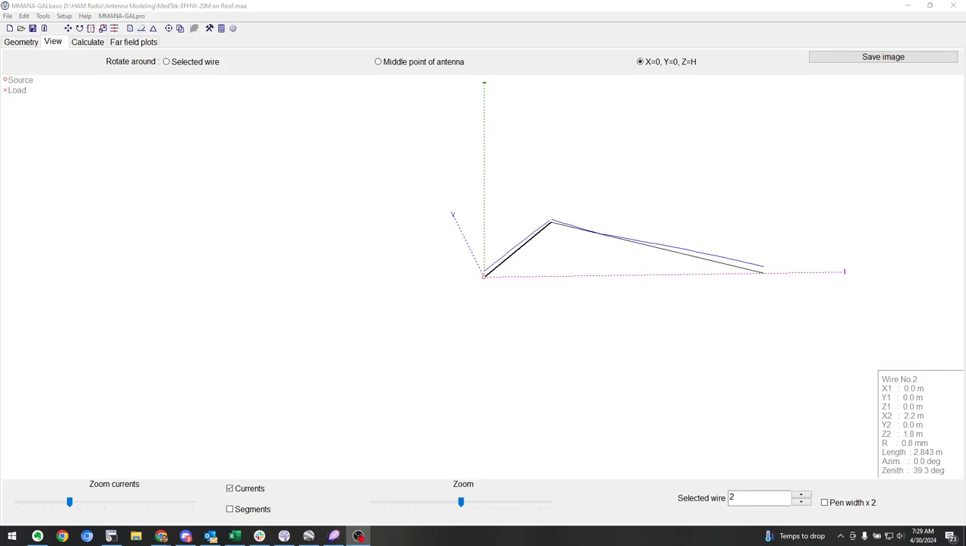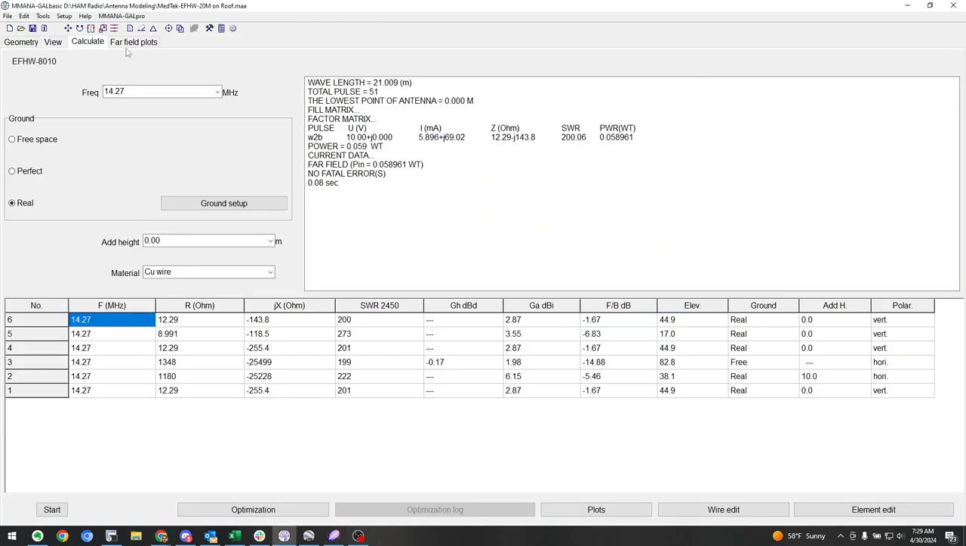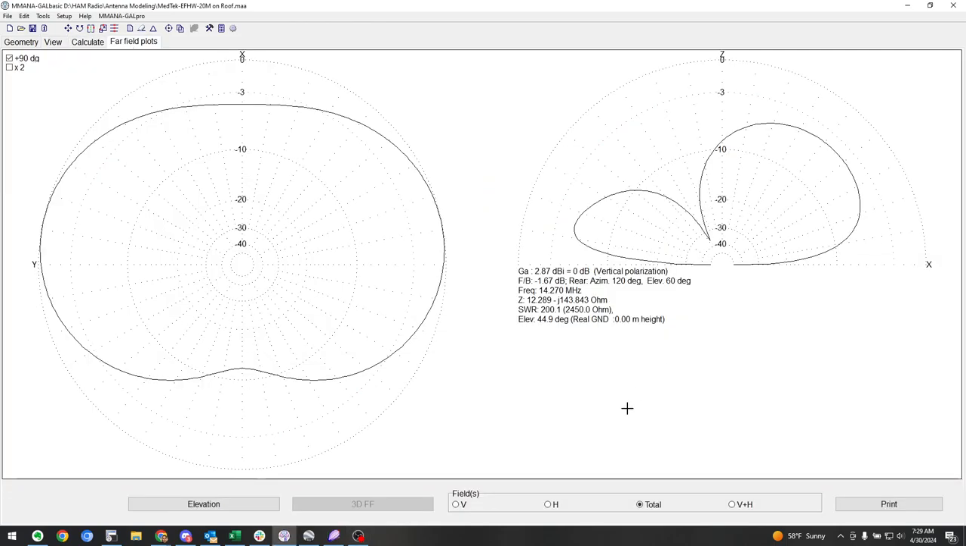Hey, MedTek, just modeled this out just now. Took me a little longer, but I think I've got this right. Basically, I got this going up a roof line. Not sure how I can actually put the ground at this angle, but this is what the far field plot looks like.